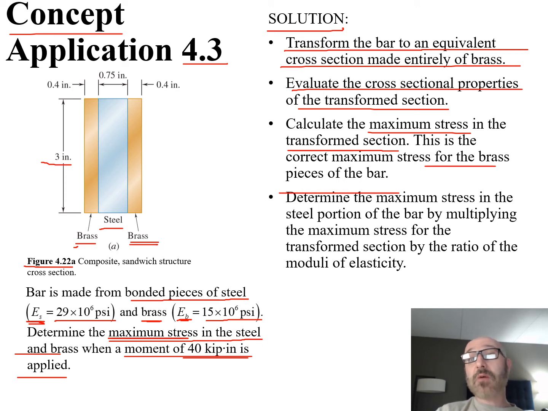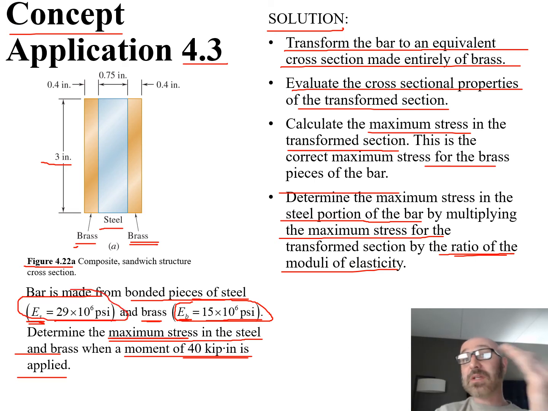Then once we've done that, we can move on and determine the maximum stress in the steel portion of the bar. We can do this by multiplying the maximum stress for the transformed section by that ratio of our modulus of elasticity, which they've given us. We saw that in our previous slide. So if we find it for brass, we can get it for steel by simply multiplying that by that ratio of the modulus of elasticity.